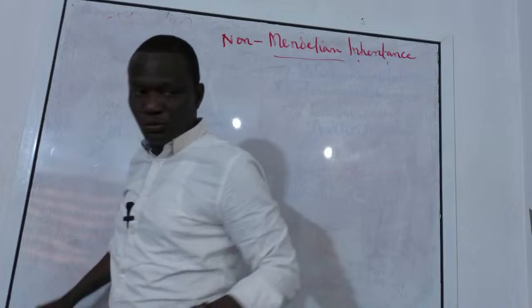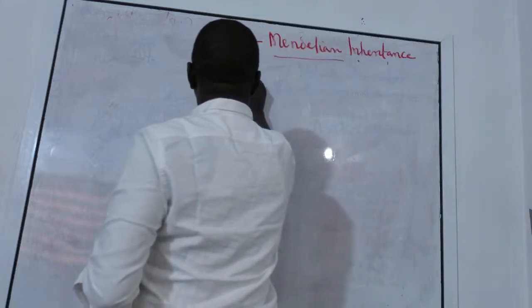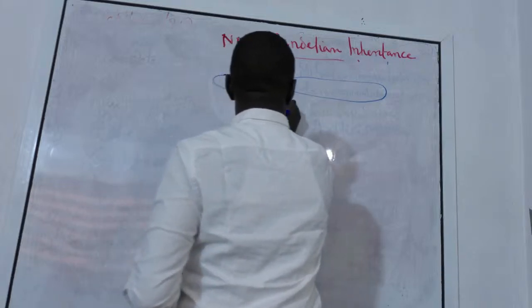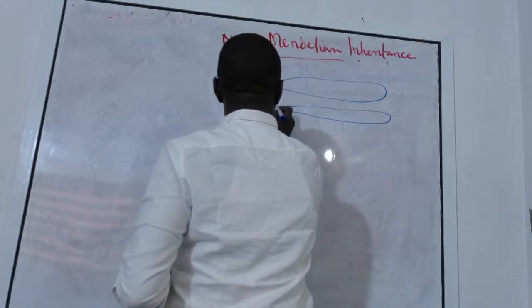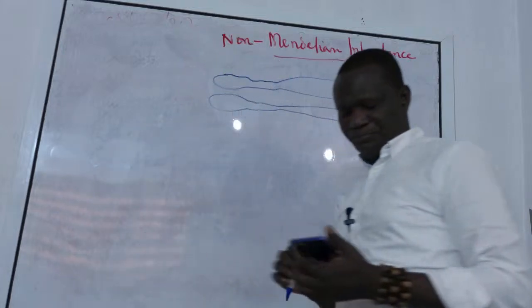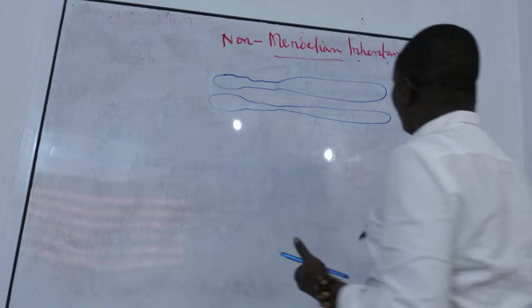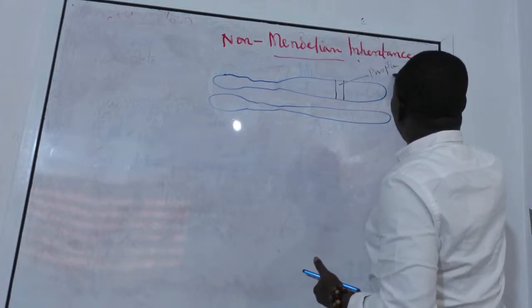So the first thing we are going to look at is how a Mendelian chromosome actually looks. Mendelian chromosomes look like this. Don't forget that chromosomes exist in pairs. They exist in 2, okay? So this is a pair of chromosomes. Let's assume that this is a point that is responsible for purple flower.